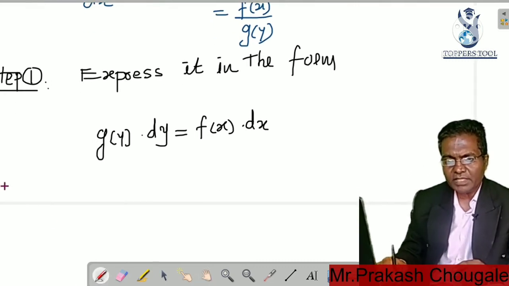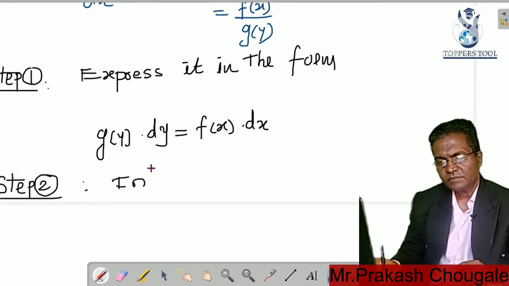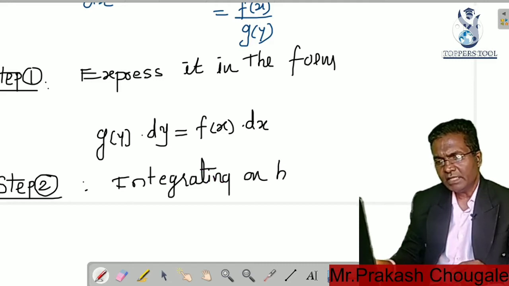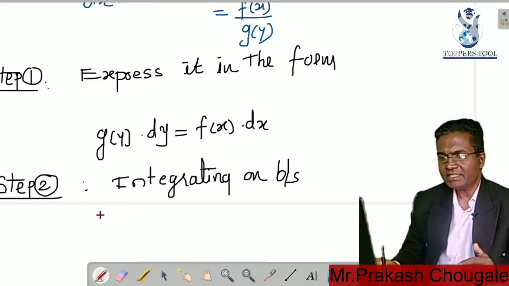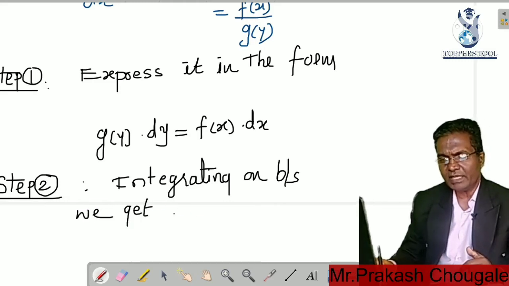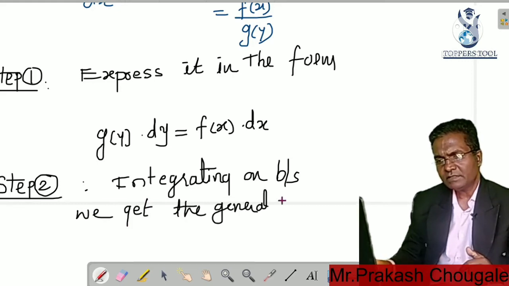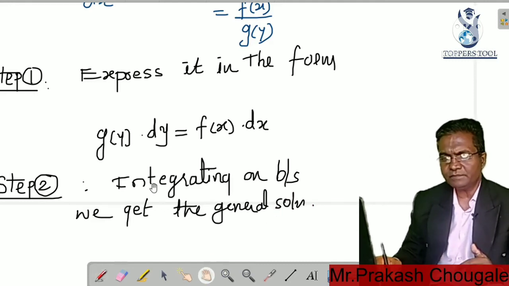And step 2 is integrate. Integrating on both sides, you get the general solution. On integrating we get the general solution. So let's have an example.